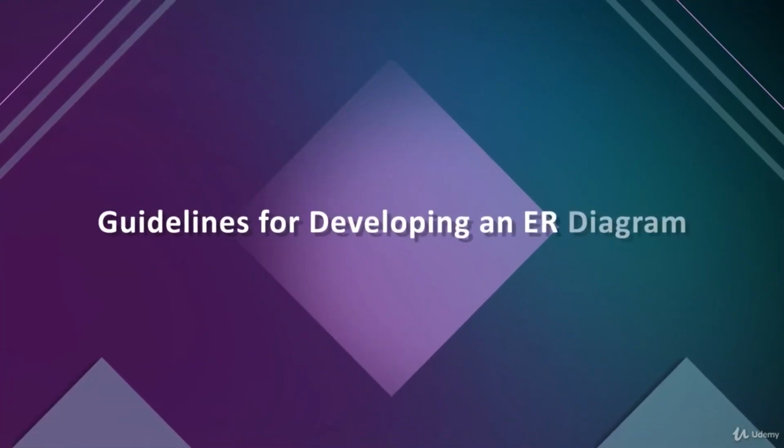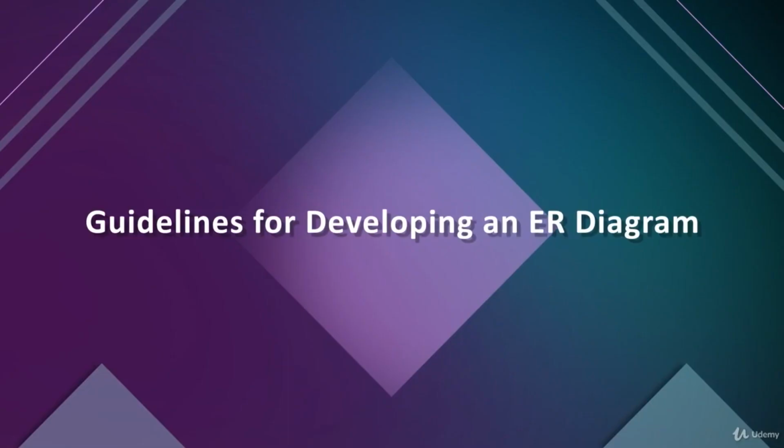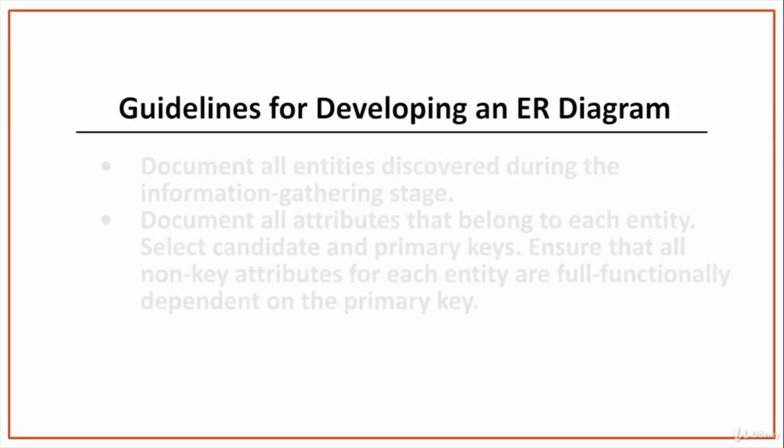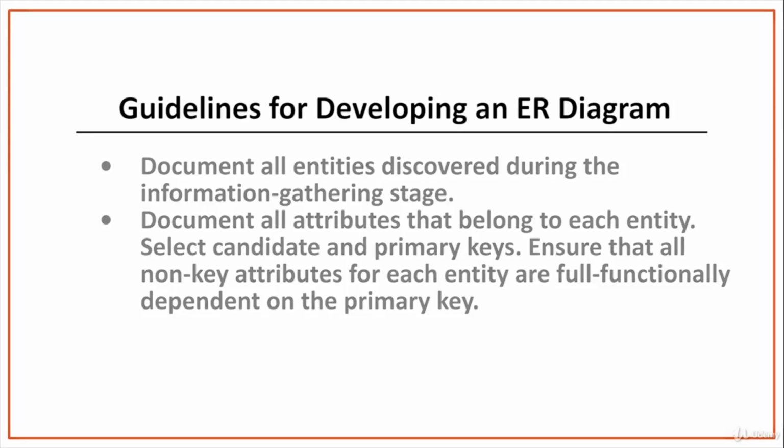Guidelines for developing an ER diagram. Note, these are general guidelines that will assist in developing a strong basis for the actual database design, or the logical model. Document all entities discovered during the information gathering stage. Document all attributes that belong to each entity. Select a candidate and primary keys. Ensure that all non-key attributes for each entity are functionally dependent on the primary key.